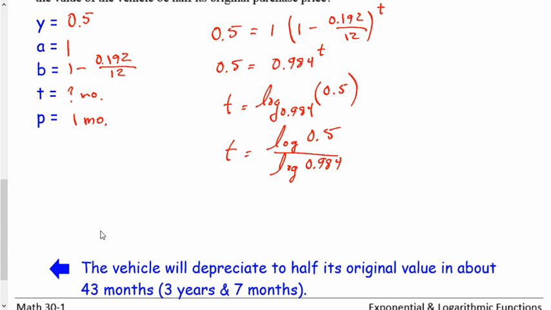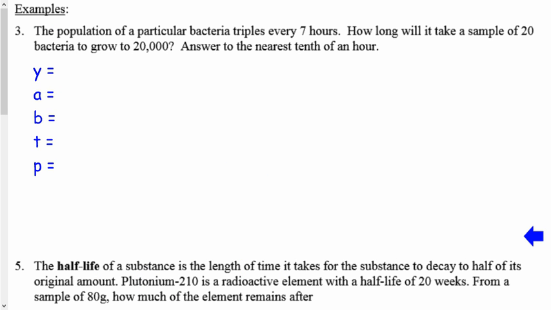Well, let's continue on to look at some more examples. Here we have a particular population of bacteria tripling every 7 hours. So let me enter that much information so far. I have my growth rate. It is tripling. How frequently? Every 7 hours. So that rate of tripling happens once every 7 hours.